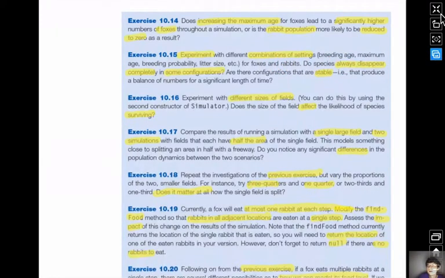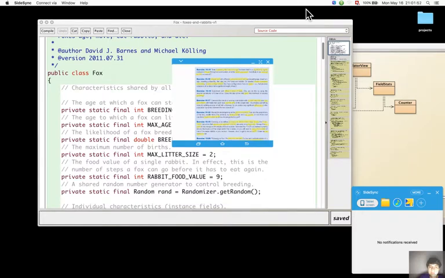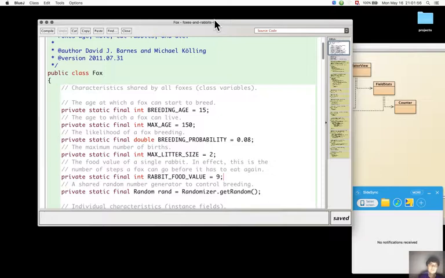So now, if the maximum age of a fox is increased, what will happen is that it is more likely that the number of foxes will increase rather than the rabbits being reduced to zero, because the foxes die anyways if there is overcrowding. So I think it is more likely that the foxes will grow in population before the rabbit population gets to zero.